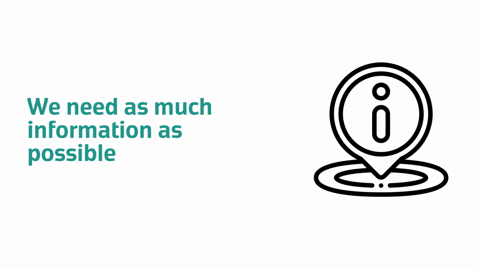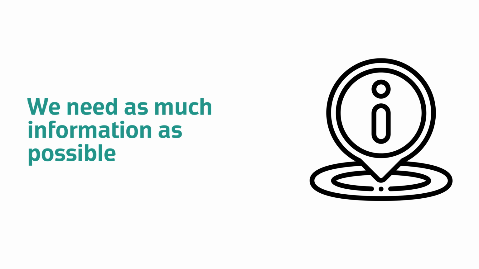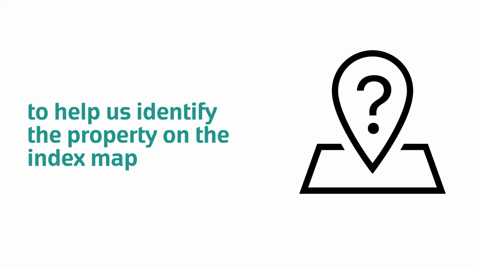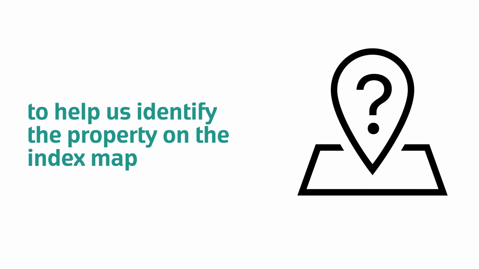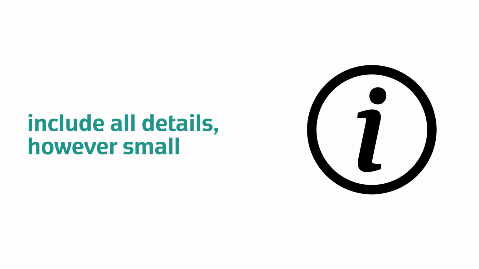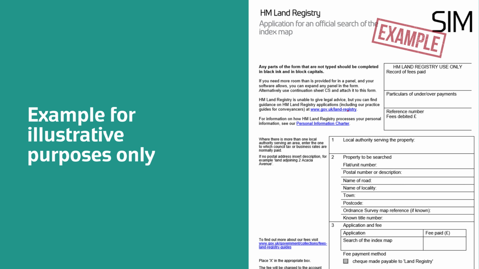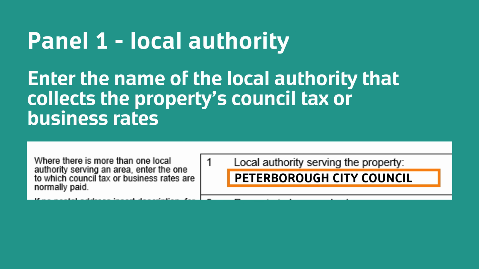We need as much information as you can give us to help us identify the property on the index map accurately, or we might not be able to process your application. So, include all details, however small. And please remember to complete the form using black ink and block capitals. This helps ensure we can read it properly and easily. Please note, our example is for illustrative purposes only. Panel 1. Local authority serving the property.